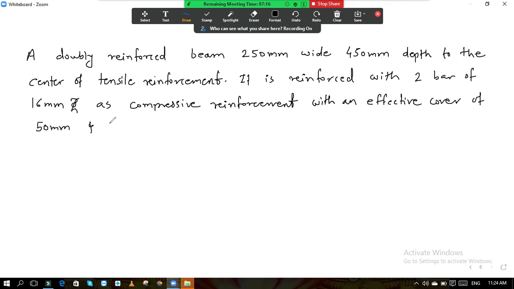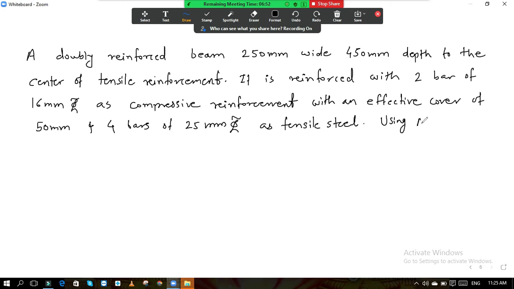and 4 bars of 25 mm diameter as tensile steel. Full stop.